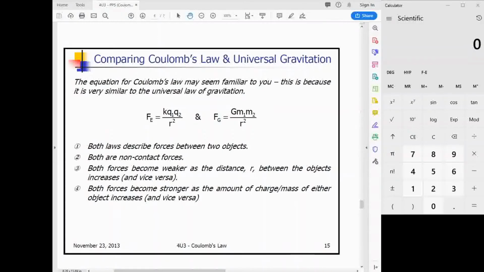Other things to note is that these are non-contact forces. So to experience the force of gravity, you do not have to be touching. Two objects don't need to be touching. They experience it just by being within the same field. The forces are weaker as the distance increases because they're divided by that distance squared. They're inversely proportional to the distance squared. And they're stronger as we get closer together or we increase the mass or the charge.